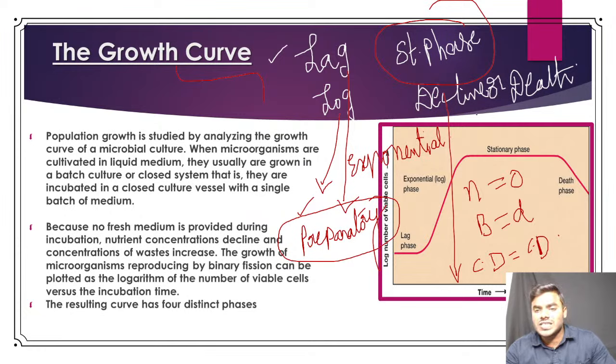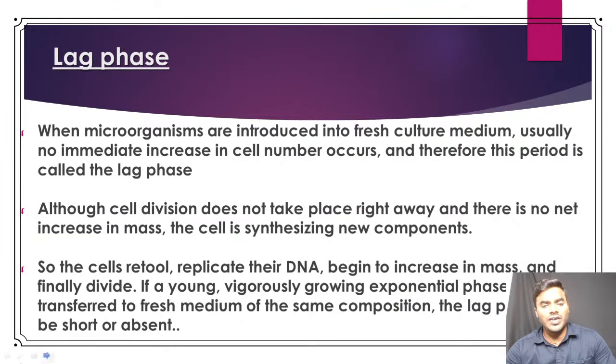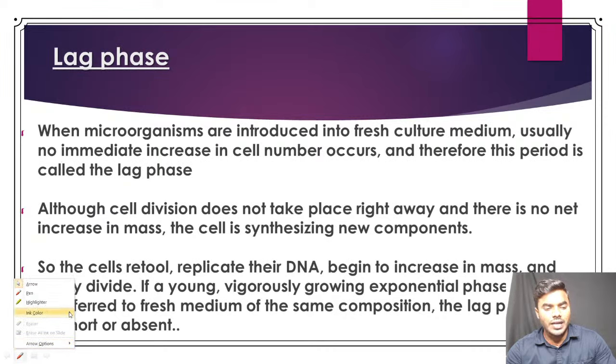Next one is what, friends? Decline or death phase. When I use the word decline or death phase, you can't say that there is growth. You can't say that there is division. What you can say is there is a dramatic fall down. Remember, friends, there is a dramatic fall down in the number of microorganisms, which leads to the death of that particular organism. So let me explain one by one each phase very briefly and elaborately.